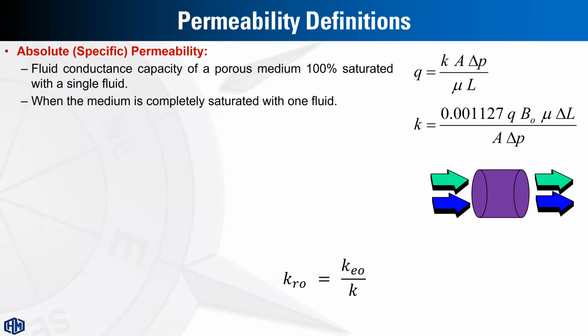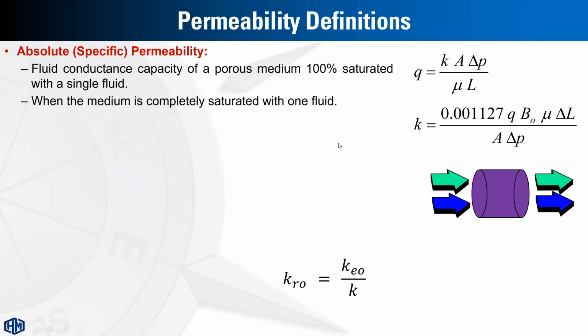Now I will highlight some of the special core measurements, starting with the permeability definitions. Mostly, as you know, we have three definitions for permeability. The first is the absolute or specific permeability, which is defined as the capability of the porous media to transmit fluid, if this media is 100% saturated with a single phase, defined by Darcy's law.